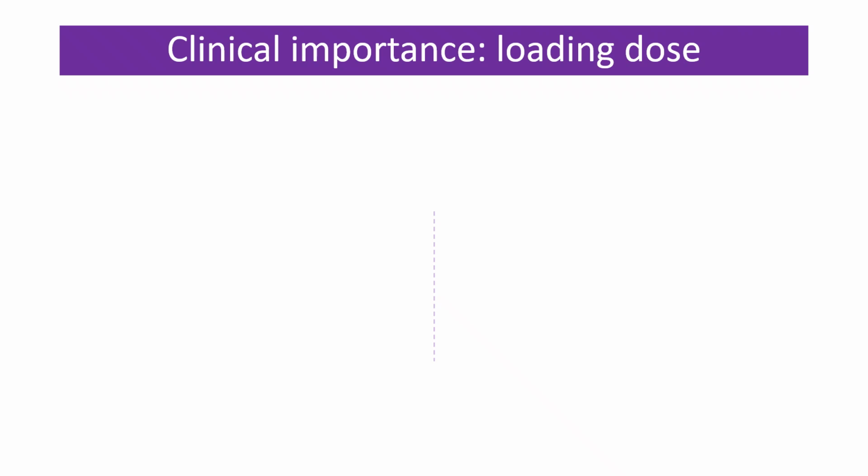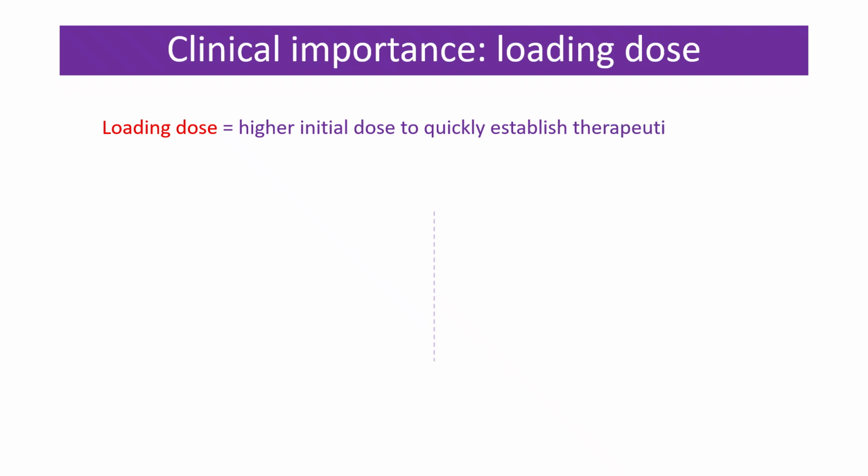Volume of distribution matters clinically because it helps us choose an appropriate loading dose. A loading dose is an initial, larger than maintenance dose that is given to rapidly achieve the desired therapeutic plasma concentration, rather than waiting for drug levels to build up gradually with repeated maintenance doses.